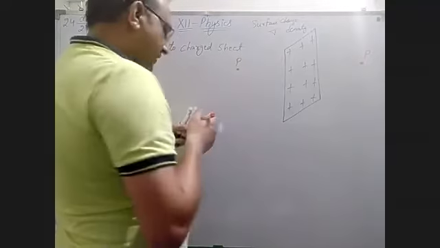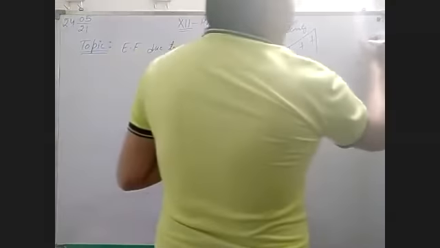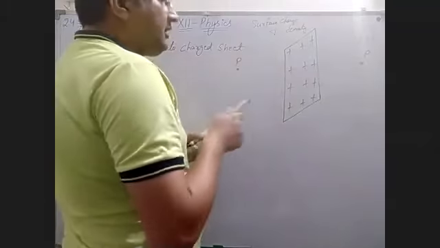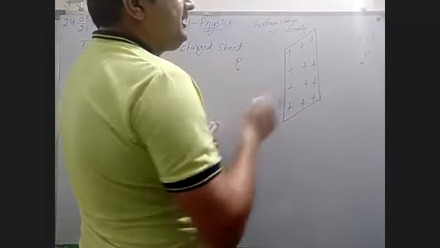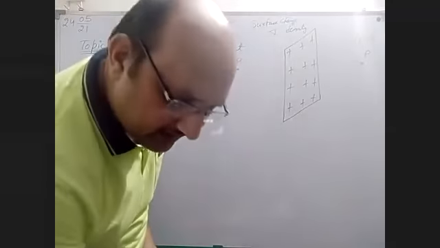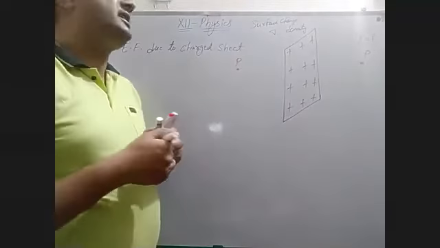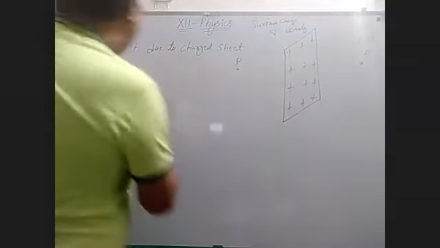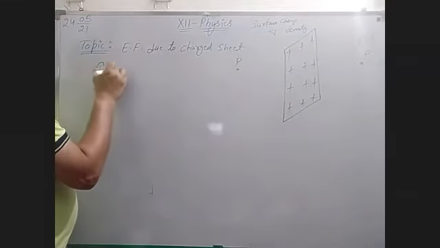Now we have to find the electric field here, but not directly. You can't take the electric field directly. Firstly, you have to assume one more thing here, and that is a Gaussian surface.